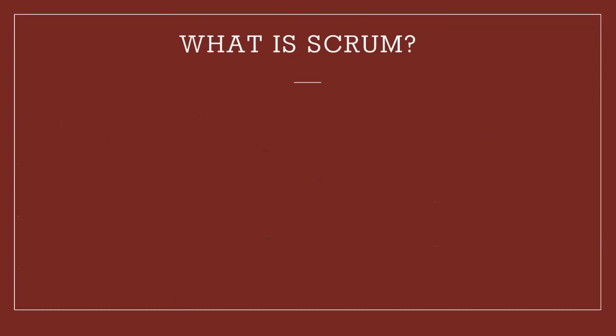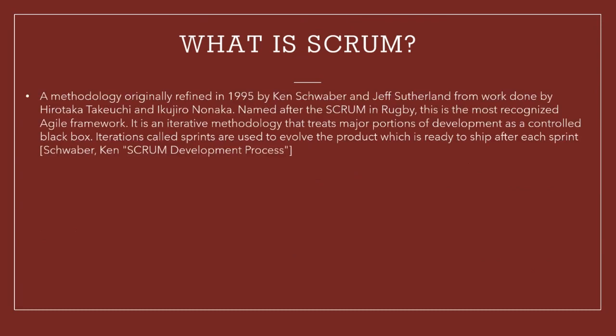Now let us see what is Scrum. Scrum is a methodology originally refined in 1995 by Ken Schwaber and Jeff Sutherland from work done by Hirotaka Takeuchi and Ikujiro Nonaka. Named after the scrum in rugby, this is the most recognized agile framework. It's an iterative methodology that treats major portions of development as a controlled black box. The iterations, called sprints, are used to evolve the product, which is ready to ship after each sprint.